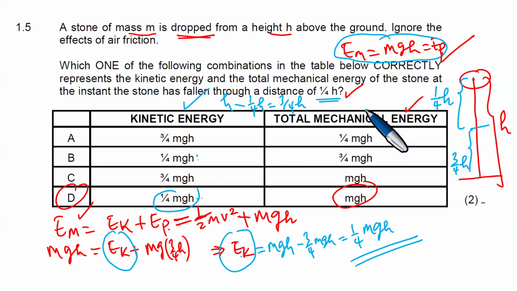But what is the total mechanical energy? It's the potential energy at the highest point, which is mgh. So the total mechanical energy is mgh, whether it has fallen or not. The total mechanical energy is everything we have, which is mgh. I hope you understand now.